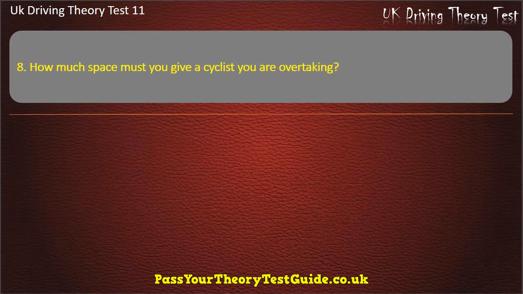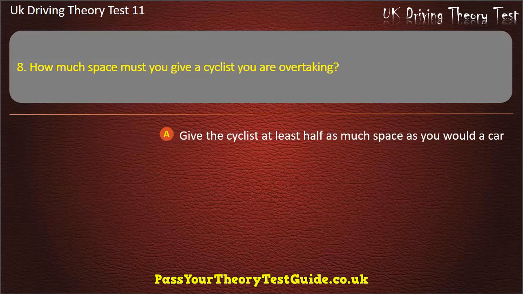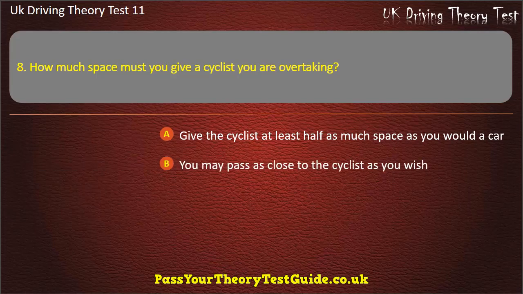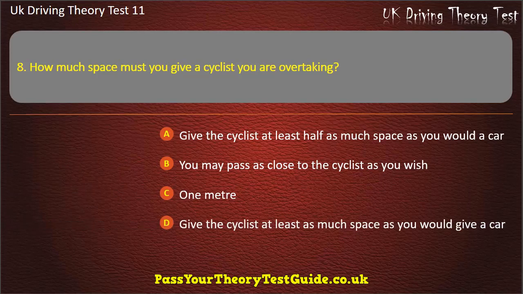Question 8. How much space must you give a cyclist you are overtaking? Give the cyclist at least half as much space as you would a car. You may pass as close to the cyclist as you wish. 1 meter. Give the cyclist at least as much space as you would give a car. Answer. Give the cyclist at least as much space as you would give a car.